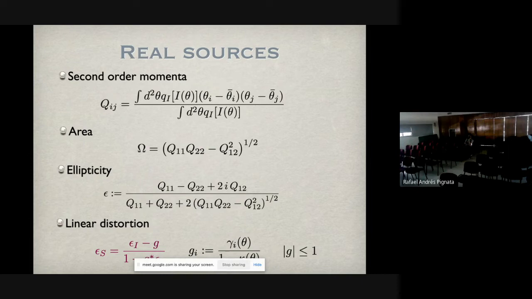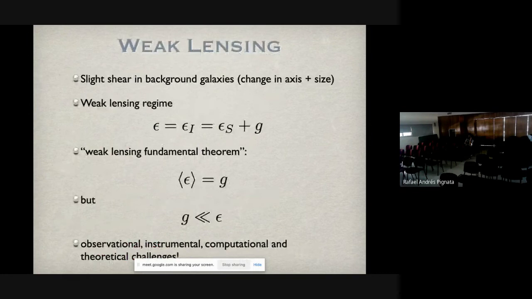So when we are in the weak lensing regime, when kappa is much smaller than one, then the ellipticity of the source is just the ellipticity of the image minus g. Okay, so good. We have a connection between ellipticities that we can make for any kind of light distribution. And in the linearized case, as I told before, the ellipticity of the image is just the ellipticity of the source plus this shear.